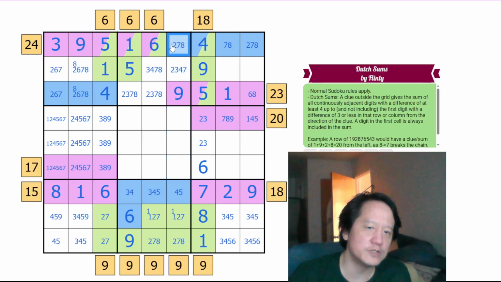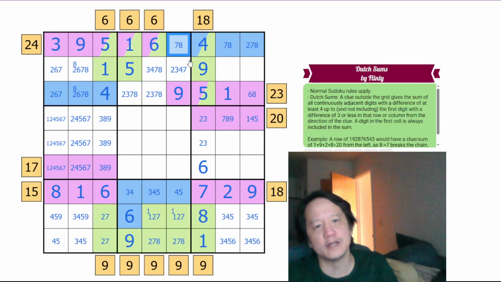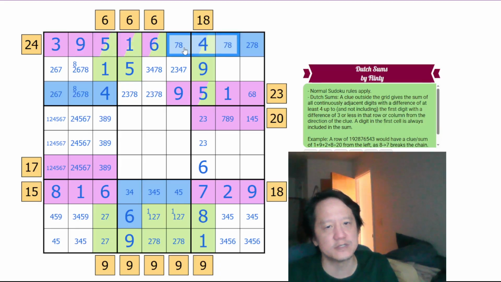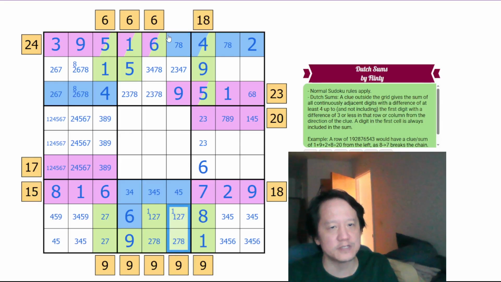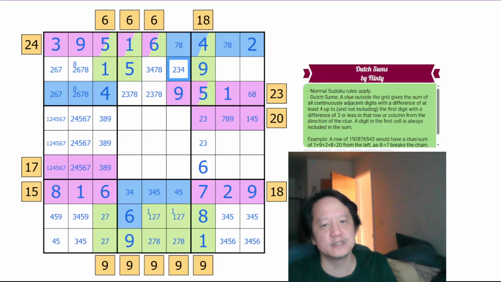This can't be 2, because if this were 2, that would be 4 or more away from 6, and that would be included in the sum. So this is a 7, 8 pair, which eliminates 7 and 8 in the rest of the row. So this can't be 7 or 8, it's 2. One of these is 7, 8, this is 7, 8. That eliminates 7 in the rest of the column. So this is 2 here, that's 7 or 8. We have 2 here.